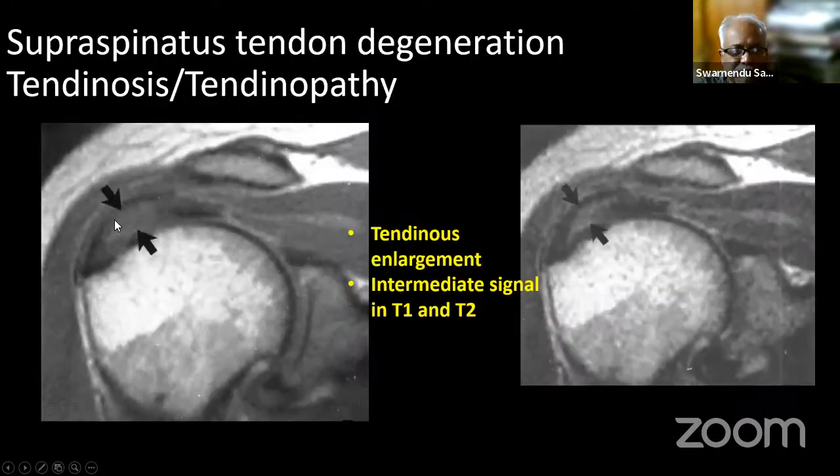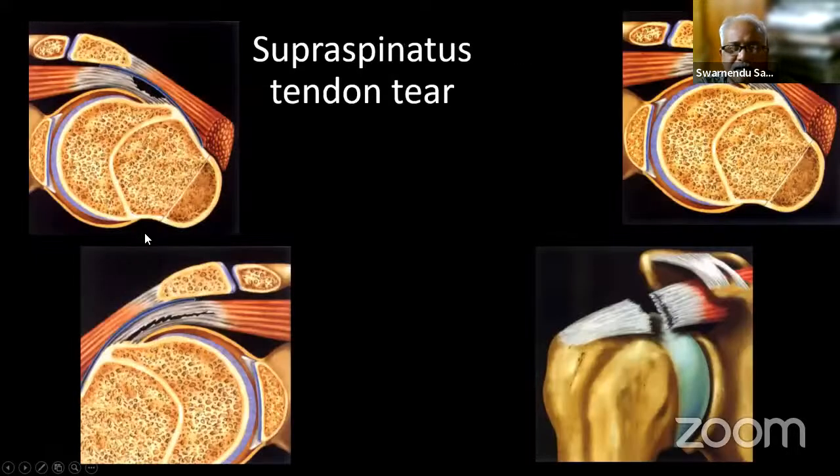So now if you remember this, suppose you see this coronal oblique cut, you see there is some white signal inside it. So this is partial, there is degeneration in the supraspinatus tendon. So this is the tendinitis of the supraspinatus tear.